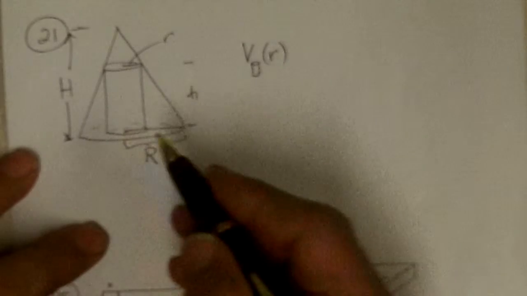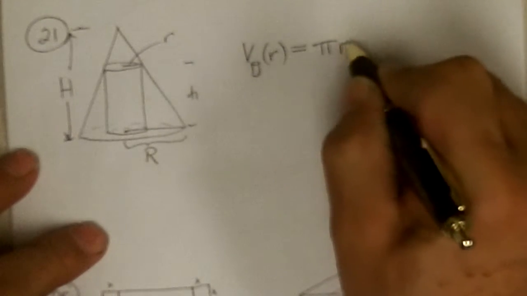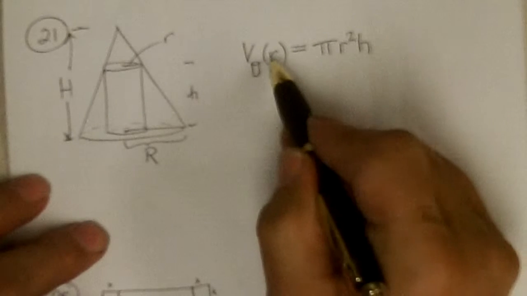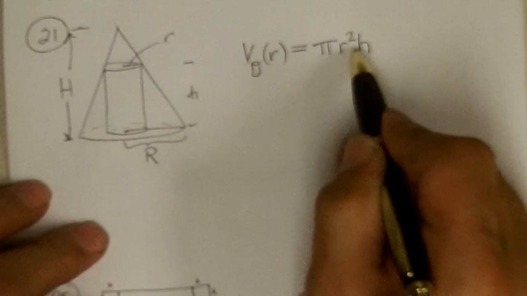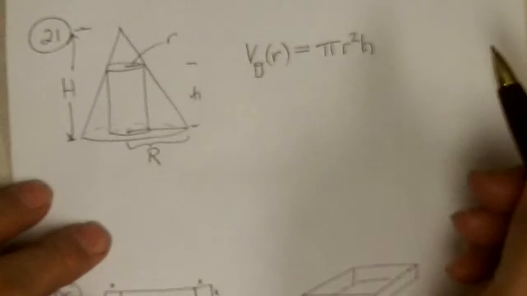We're supposed to find the volume of the cylinder again. Okay, so that means it must be pi r squared h, and we're supposed to have it as a function of r, and we're pretty good except for that h. We've got to get the little h out of there.